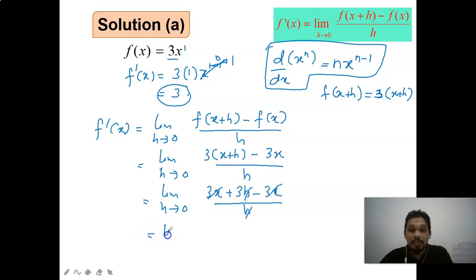So then limit h approaching 0. What's left here now? 3. Do you find any h? No. So h approaching 0, well, there's no h left here, so then it is equal to 3. Is it equal to the final answer that I showed you just now, the earlier one, 3? Yes. So this is it. Okay.